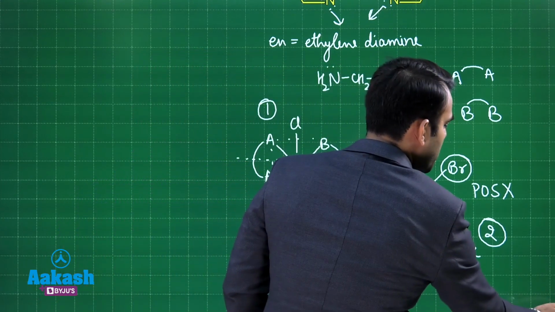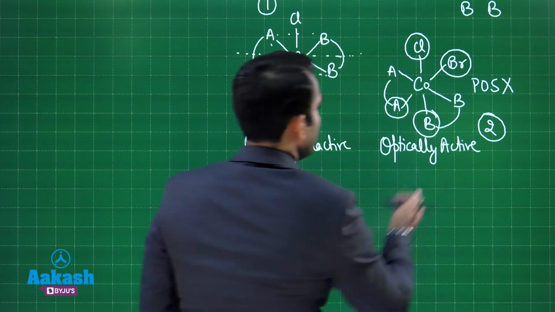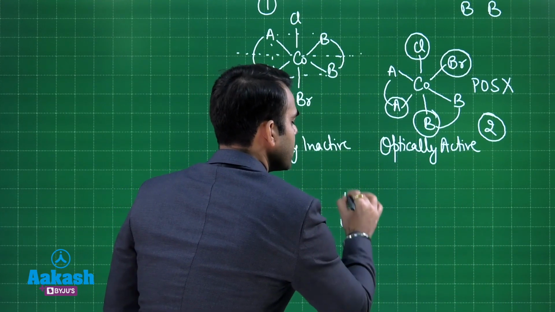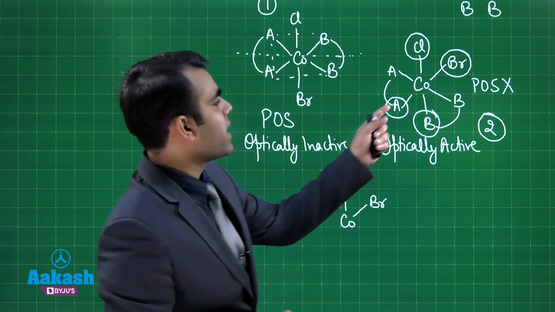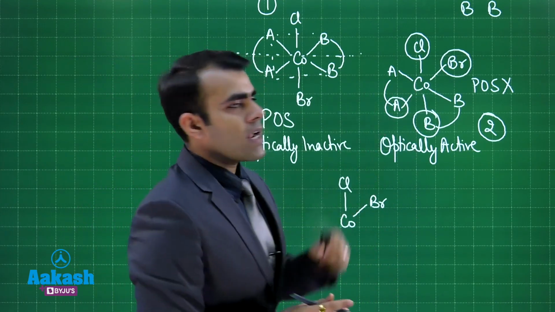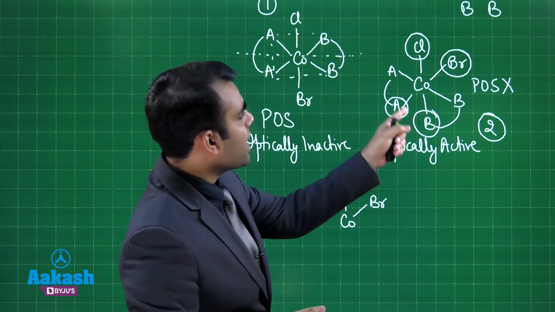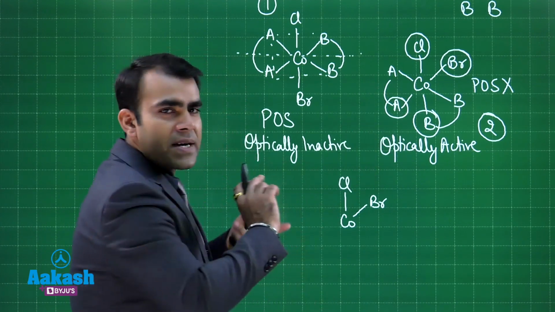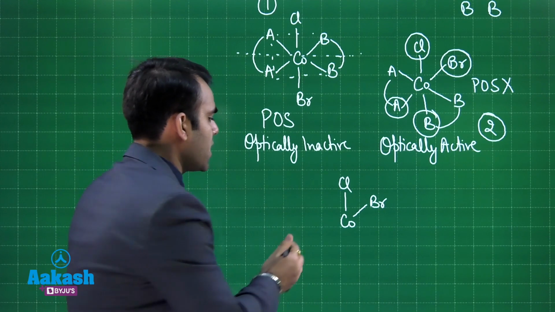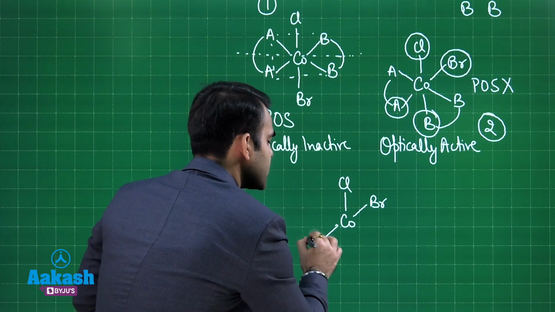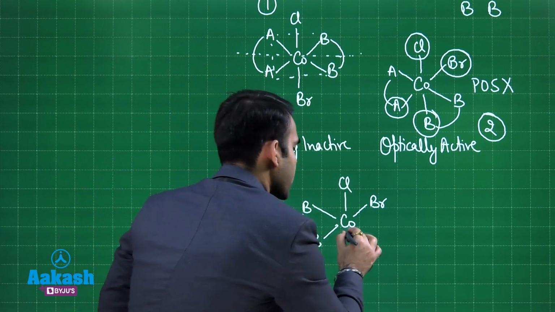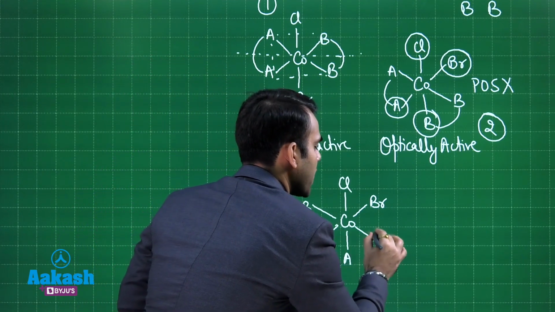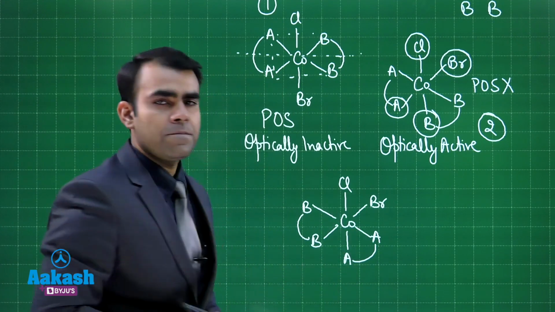Similarly, as I have told you, while writing Cl and Br cis to each other, what we have done is we have put A trans to Br and B trans to Cl. But now we will reverse the condition. Now B will be trans to my Br and A will be trans to my Cl.